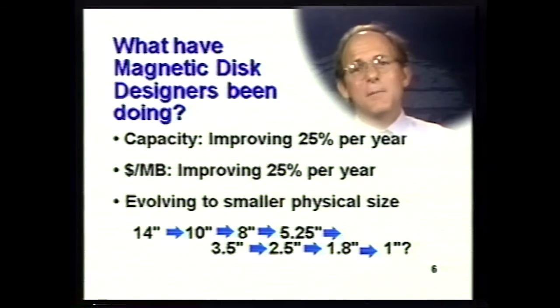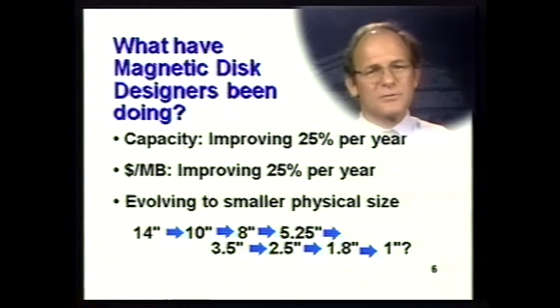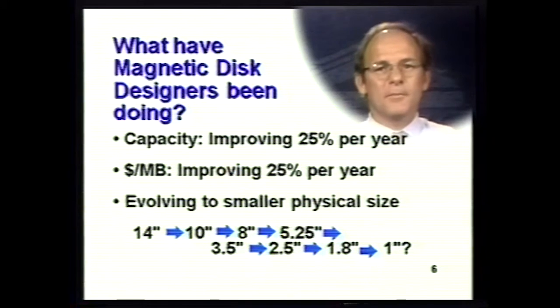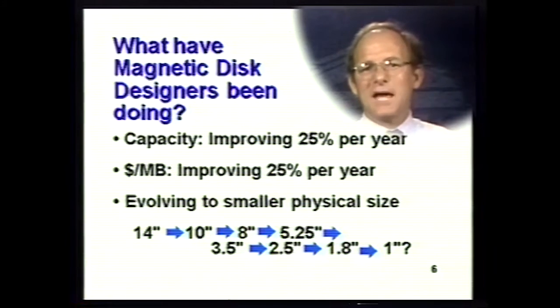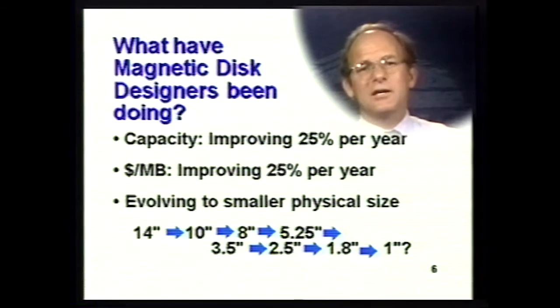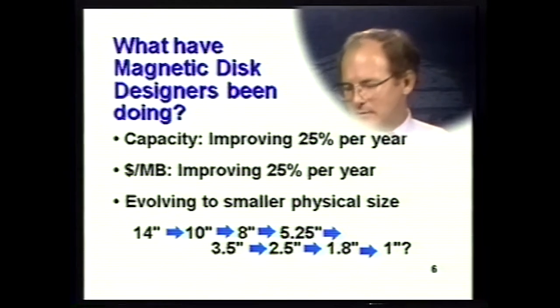So what have our colleagues in magnetic disk design been doing all these years while we've been making processors faster? They've been concentrating on capacity and dollars per megabyte. They are improving at about 25% per year historically, and more recently at about 50% per year, on both of those measures. The other thing that they've been doing is evolving to smaller disks, from things that were the size of washing machines or refrigerators to things that you can fit in your hand.